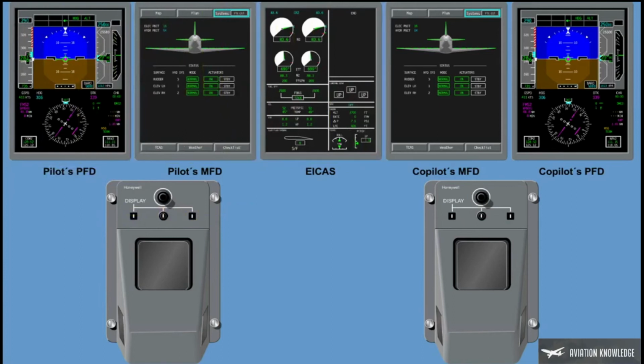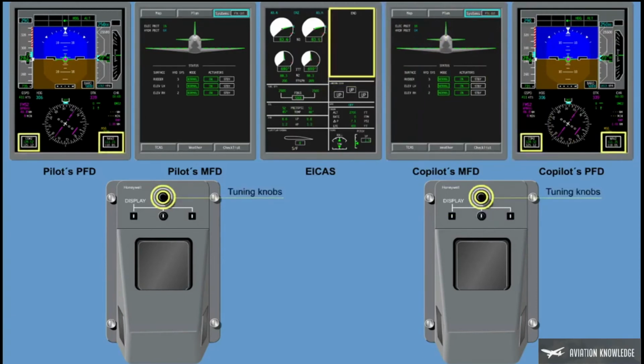On the co-pilot's CCD, the left button places the cursor on the EICAS. The center button places the cursor on the co-pilot's MFD, and the right button places the cursor on the co-pilot's PFD. The tuning knobs select the value or mode in the data field enclosed by the cursor.